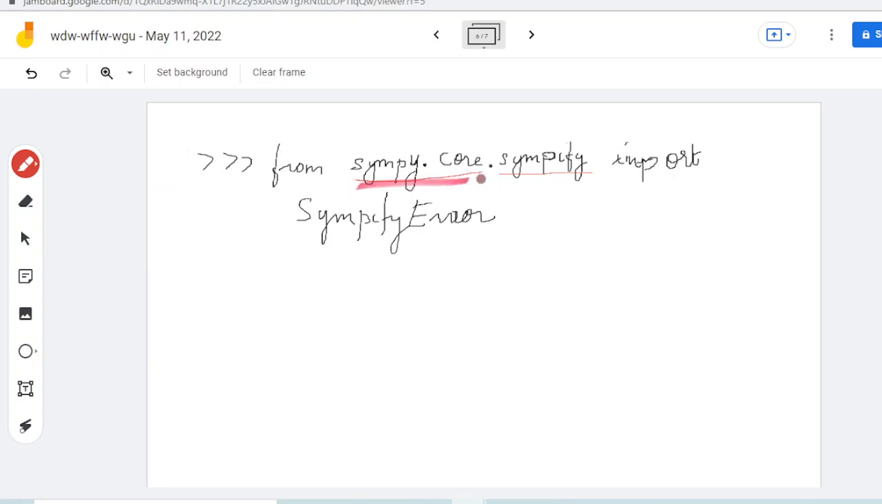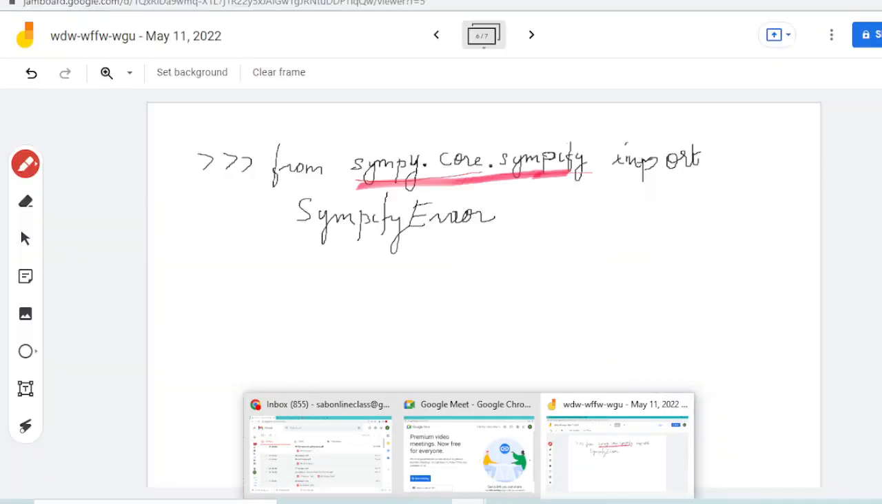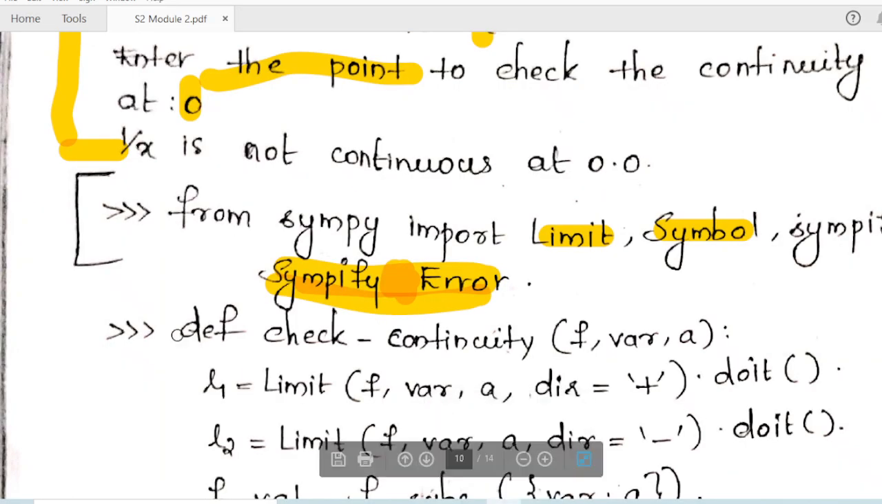We will import from this. Okay. We are going to now define a function. So define check underscore continuity function.